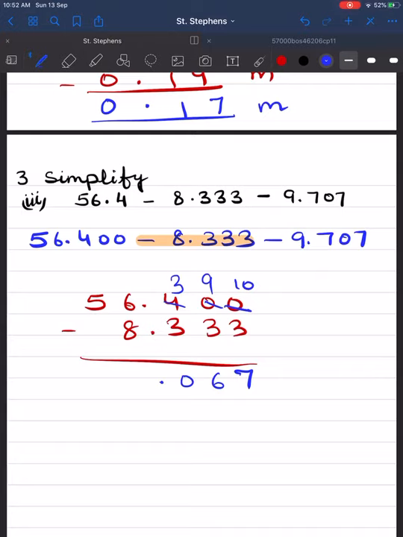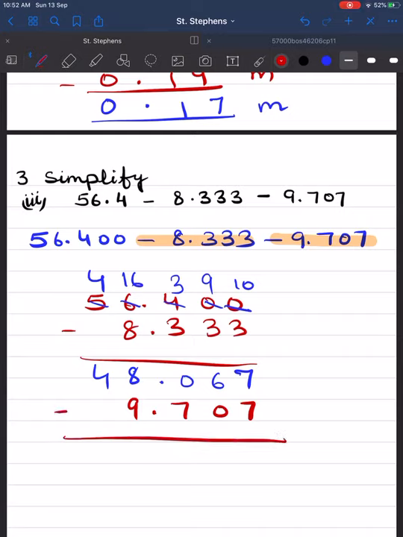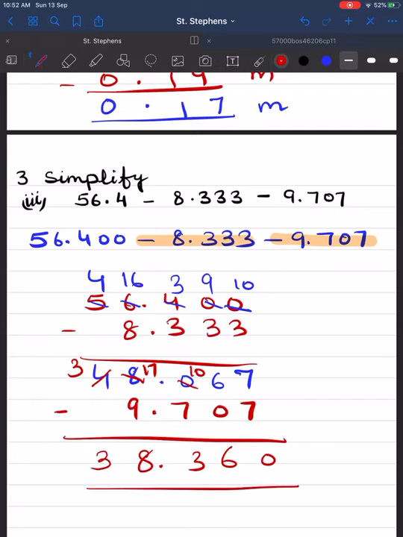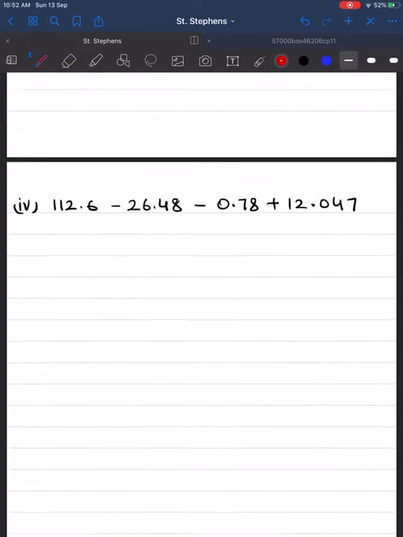Now here we get 16 minus 8 is 8 and here 4. So we get 48.067. Now let's subtract the third decimal number from it. So we have 9.707 and we subtract. So here 7 minus 7 is 0, 6 minus 0 is 6, 10 minus 7 is 3, decimal below decimal, 17 minus 9 is 8 and here we get 3. So it is 38.360. Now let's do fourth part.